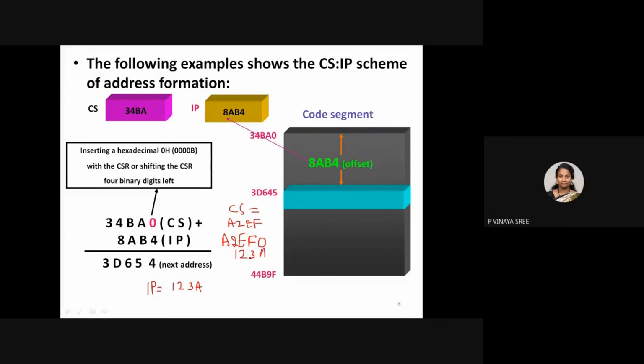With 123A, if you add here, as it is 0, you'll get A. Next, F is 15, so 15 plus 3 is 18. If 18, you will get 1 and 2. So 2 will be placed here, and 1 will be carried. Next, after adding, you will get 17, which means 1 and 1, so 1 has to be placed here. So you will get A412A.